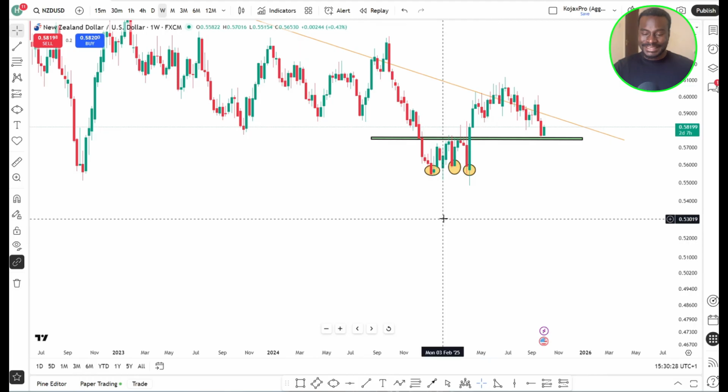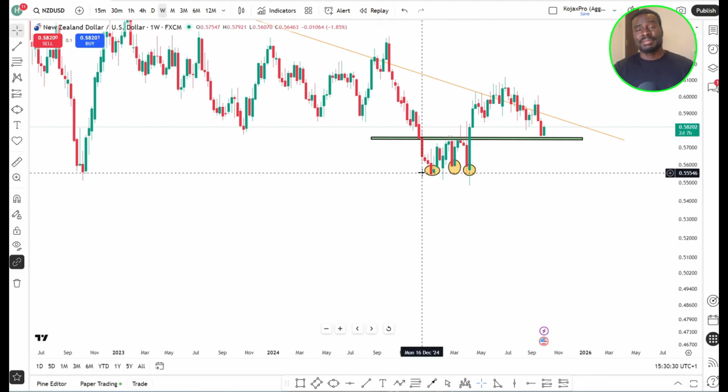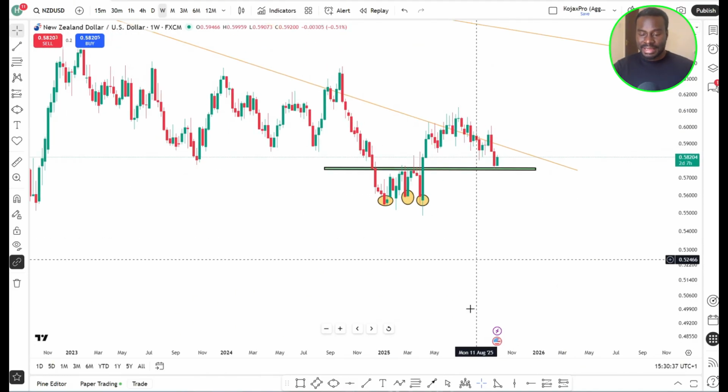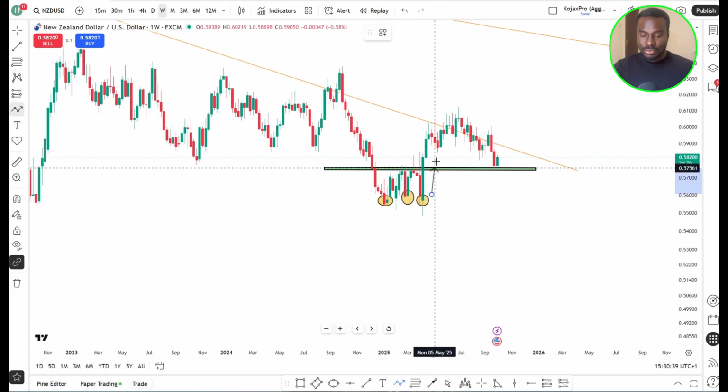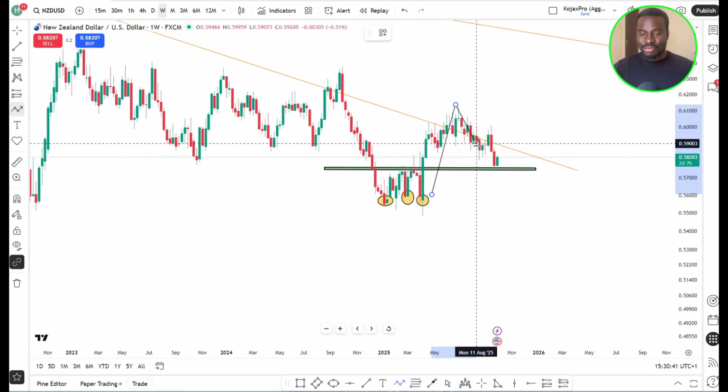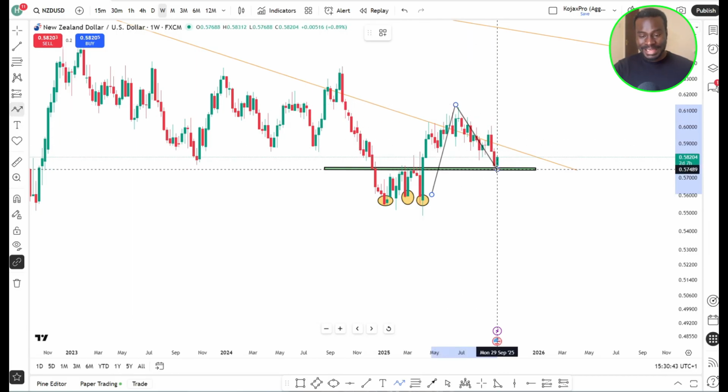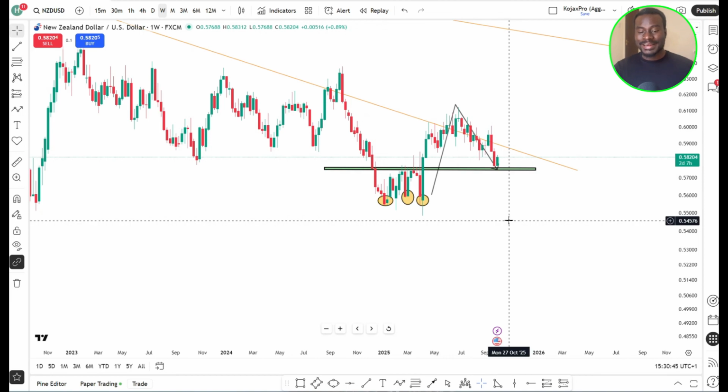So if this is a triple bottom, and you guys know chart patterns can reverse trends, a triple bottom is a bullish reversal pattern. Now, what has happened here clearly is that the market has blown above like such and has come back to retest this neckline. So what we are doing now is retesting the neckline of a triple bottom.